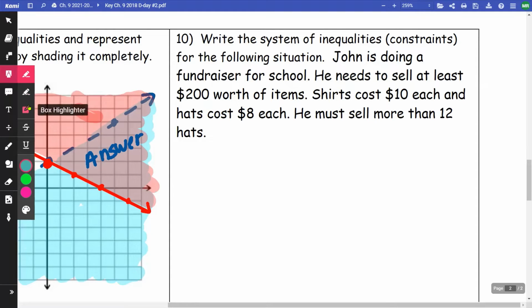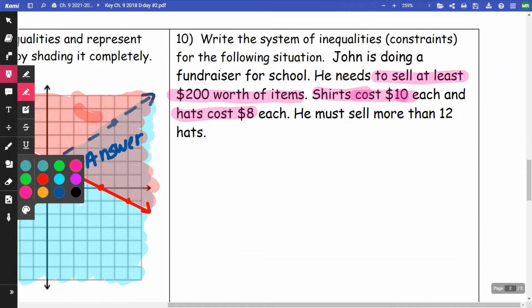So some of the information that I need: he needs to sell at least $200 worth of items. That's going to be important. And we know that it costs $10 for each shirt, and hats are $8. We have another requirement, and that requirement is that he must sell more than 12 hats. Okay, so those are our situations.